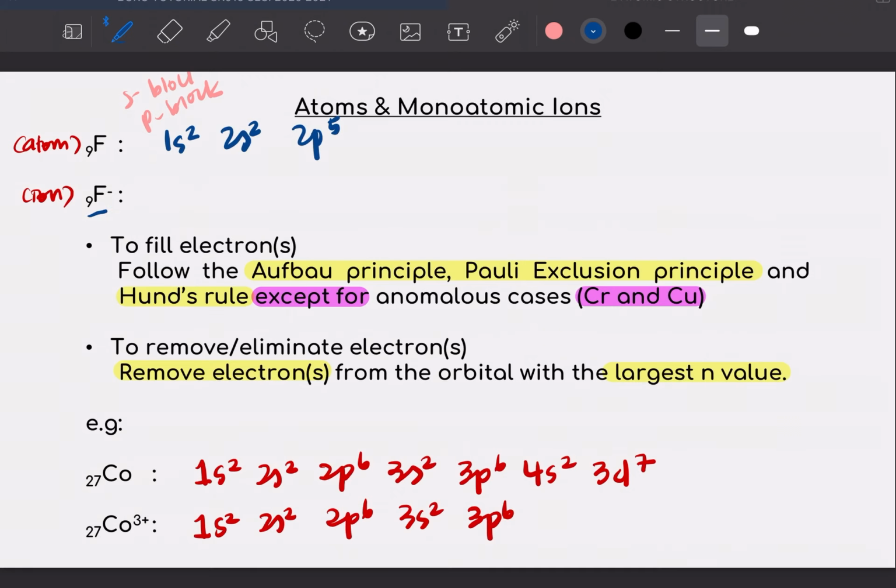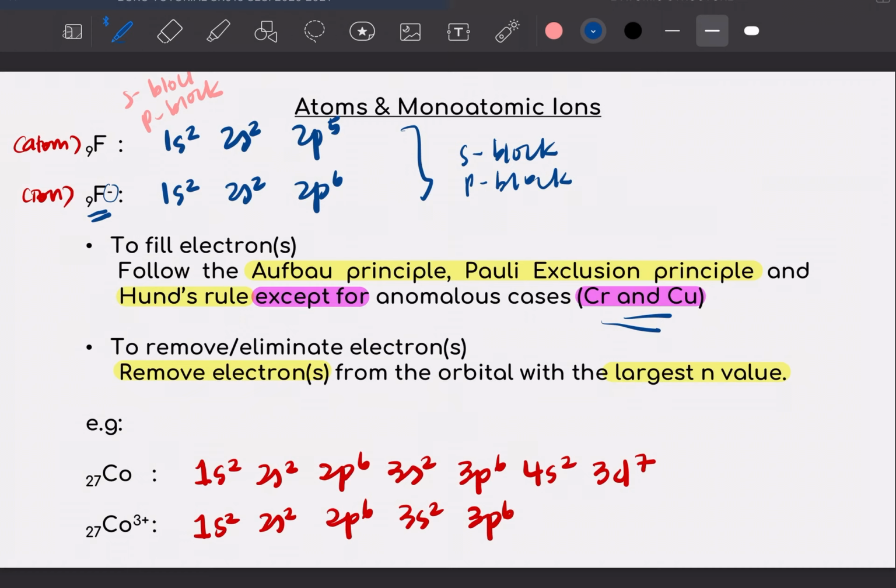Okay, kalau dia ion, okay, nampak tak ni ada minus charge ni, so that means that you have more electrons lah. So maksudnya awak ada 10 electrons kan. So kalau macam tu, it will be 1s2, 2s2, 2p6. So macam biasa je lah. Okay, kalau S block dengan P block, you add electron macam biasa. Okay, kecuali copper dengan chromium lah, during this special case.